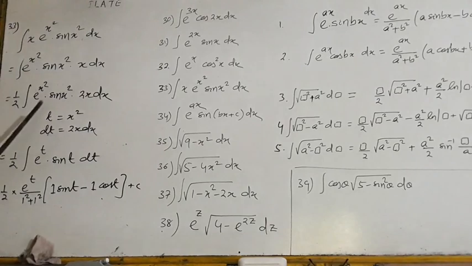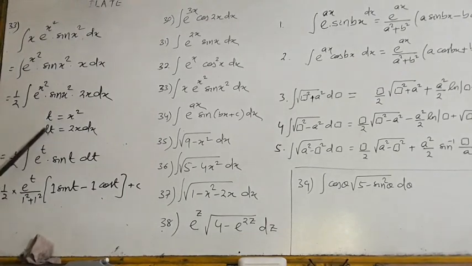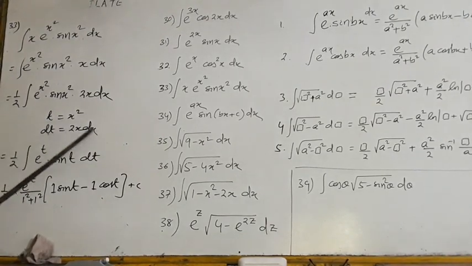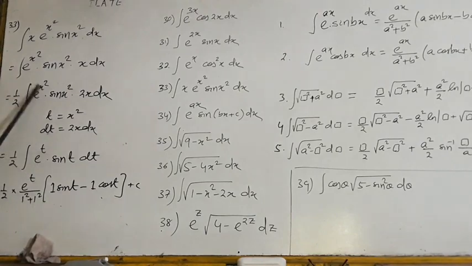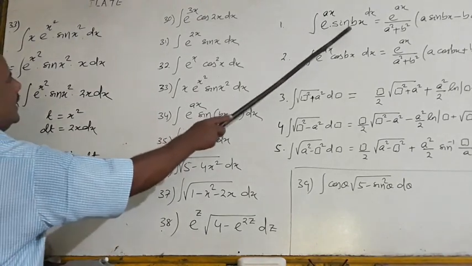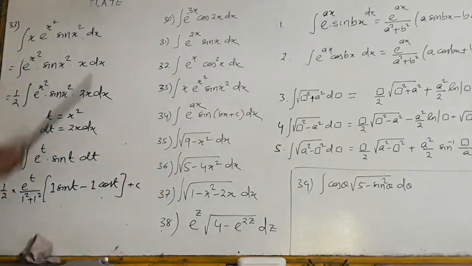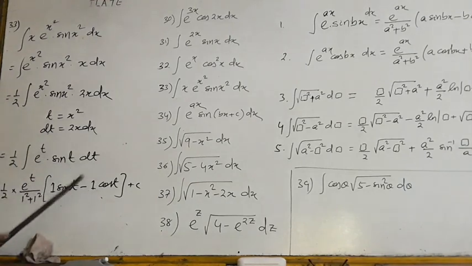So put t is equal to x square. Its derivative is dt equals 2x dx. So multiply by 2, divide by 2. Now it is in the form half e to the power t sin t dt. And here a is 1, b is 1. So apply e to the power t over 1 square plus 1 square, whole into 1 sin t minus 1 cos t, plus c. That is number 33.